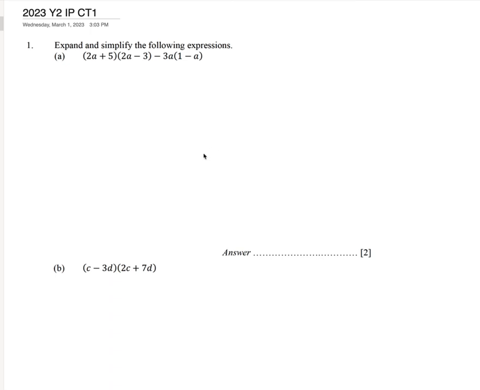2023 Year 2 IP Common Test 1. The first sum is a test on expansion and distributive law.